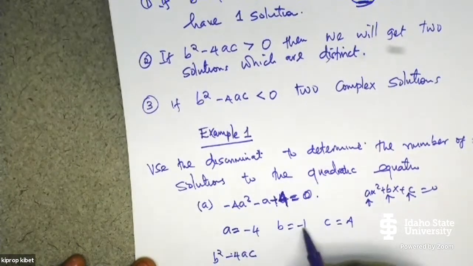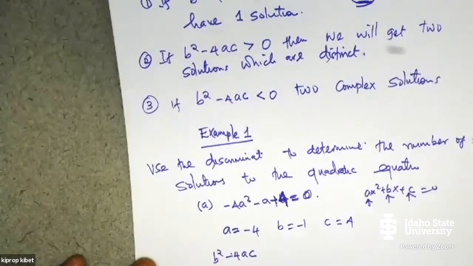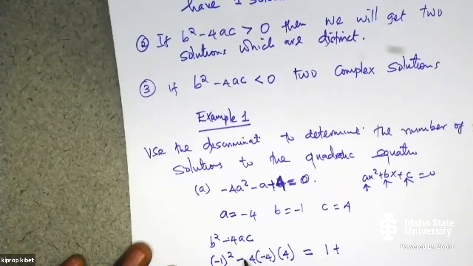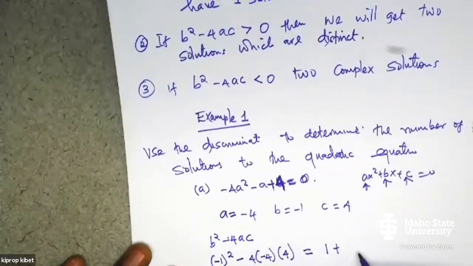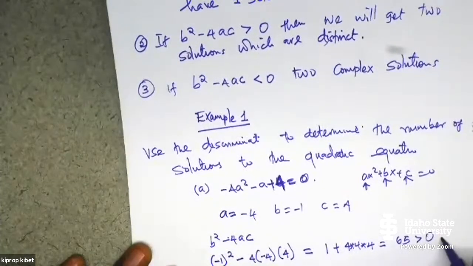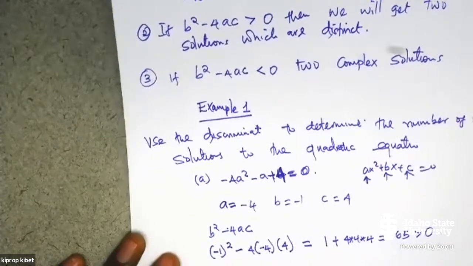So our b is -1, so -1 squared, minus 4 times our a, which is -4, multiplied by our c, which is 4. This is equal to 1, and then negative times negative is plus, so plus 4 times 4 times 4. This equals 65, and this is greater than 0.